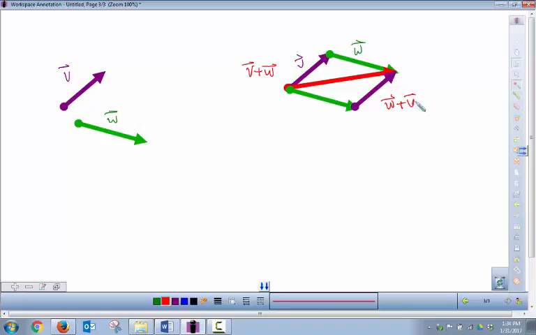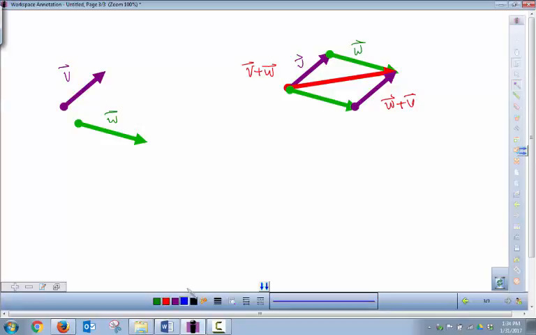So when you add two vectors, you're going to get a vector, and if you make a parallelogram out of V and W, it turns out that that parallelogram has a diagonal, and one of the diagonals is the sum of the two vectors.